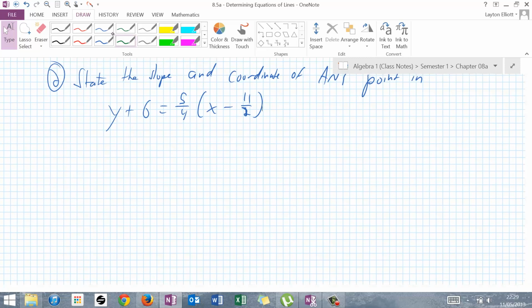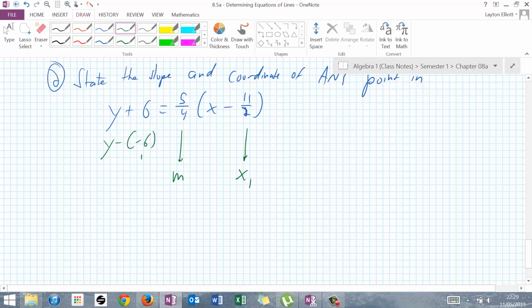Well, this is just kind of reverse. This is like already a point slope form, so if I take that, I know that that is a slope. I know that that would be an x1. And if I make this, instead of a y plus 6, I make it a y minus a -6, and that point could be a y1. Because remember, point slope form had to be y minus, so I had to take the opposite sign of that. Then if I put it all together, I'm going to say slope is 5/4, and one possible x1, y1 point would be the point 11/2 and then -6.